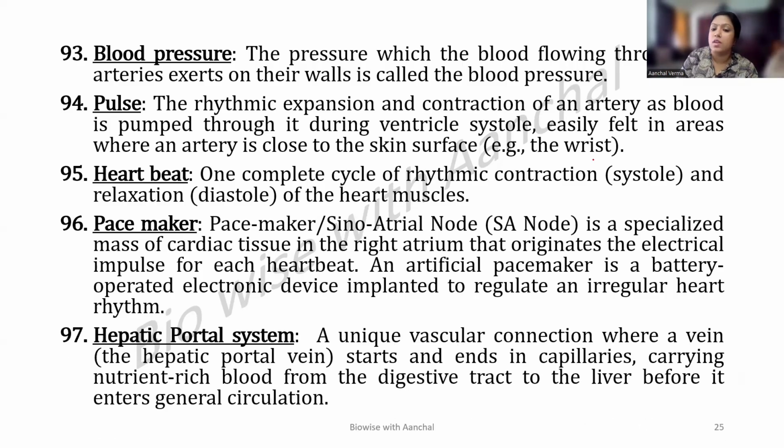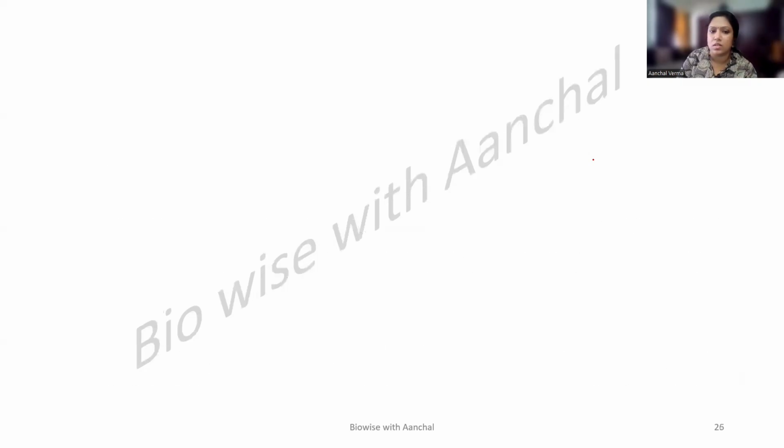Hepatic portal system, a unique vascular connection where the vein starts and ends in capillaries, carrying nutrient-rich blood from the digestive tract to the liver before it enters into the general circulation. Hepatic portal system is intestine to liver. Okay, liver will do the check, and then send it to the general circulation.